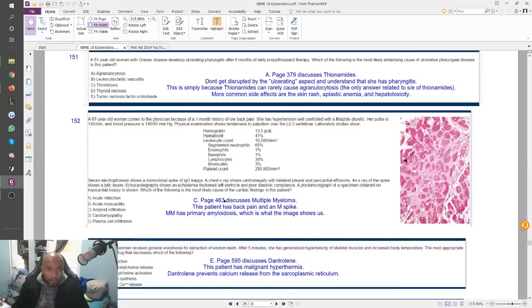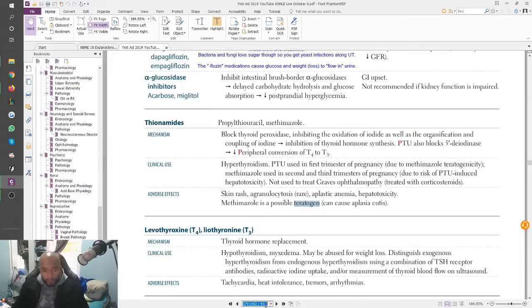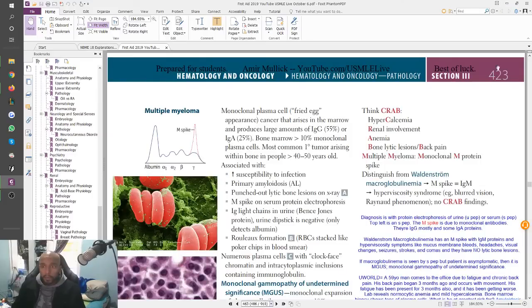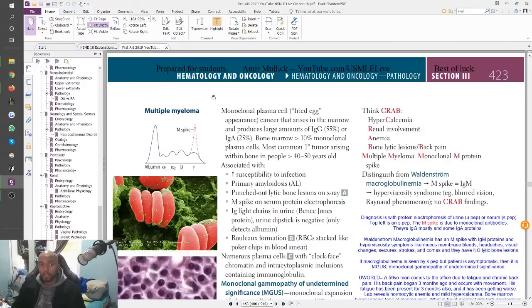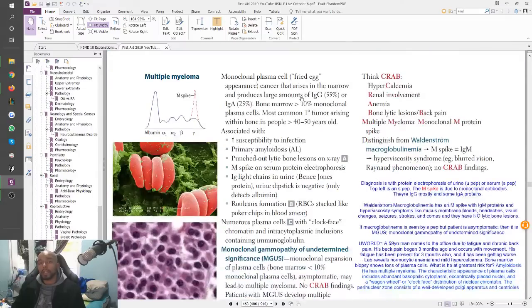So let me see, this is page 463. So remember that the page numbers I have are from my PDF. The real page number is on the book over here, so 423. So in the question, they mentioned something that was pretty significant. They mentioned the serum electrophoresis with a monoclonal spike of IgG kappa. If you've done Pathoma, then you know monoclonal things are pretty bad, right? Polyclonal is okay. When you have a monoclonal anything, it's almost 100% guaranteed it's some kind of cancer.